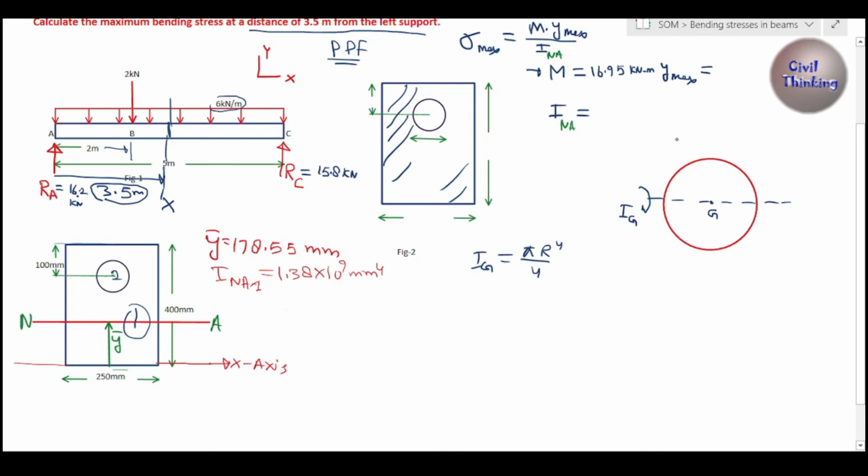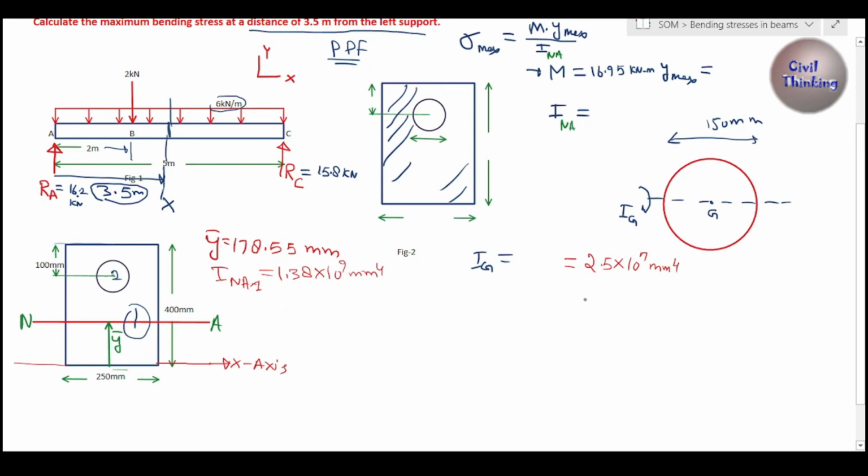I remember the diameter of this circle is 150 mm, right? So half of the diameter is the radius, half of 150 is 75. So this is 75 mm. This is pi, 3.14 approximately, multiplied by 75 power 4 divided by 4. When you solve this, you will get Ig equal to 2.5 multiplied by 10 to the power 7 mm^4. Okay, now we know the moment of inertia of this circle about the center of gravity, right?